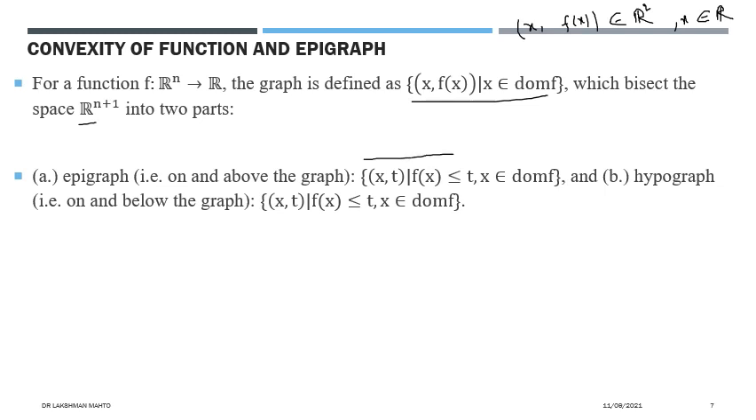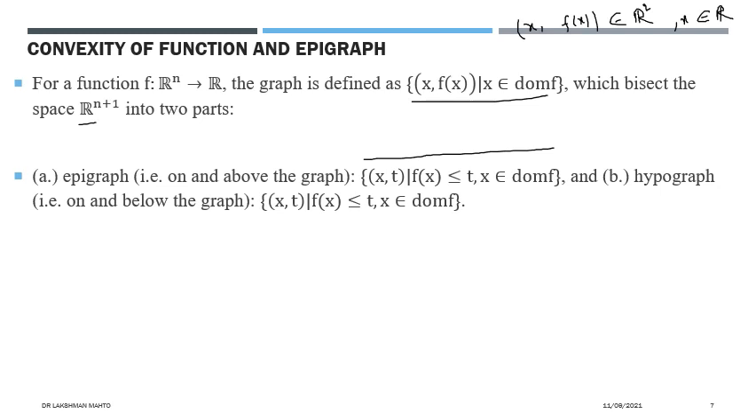Algebraically, how do we denote it? That means it is the ordered pair (x, t) such that it is all those points for which t is greater than or equal to f of x, that is, the part above the graph in the n plus 1 dimensional space. Okay, and what is the hypograph? Hypograph is the section or part of the space which is behind, or below, the graph.